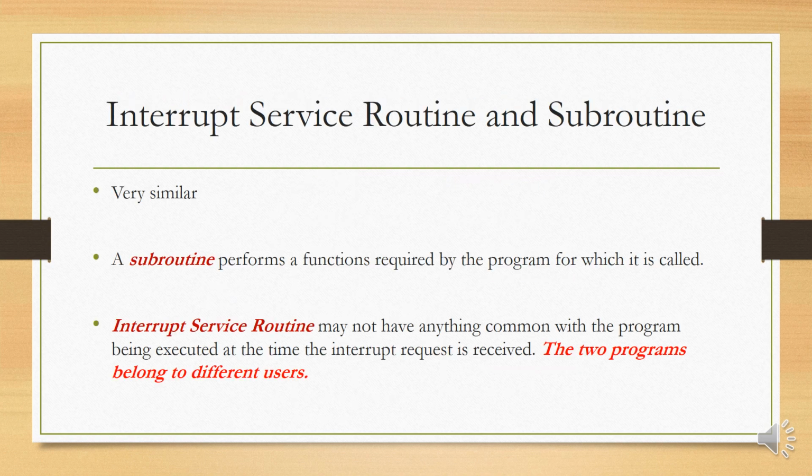Next comes the comparison, or what is the similarity between the interrupt service routine and a subroutine. Actually, these two are very similar. You have studied the concept of a subroutine in your C classes. Simply, a subroutine performs a function required by the program for which it is called. Whereas, an interrupt service routine may not have anything in common with the program being executed at the time the interrupt request is received. The two programs belong to different users.